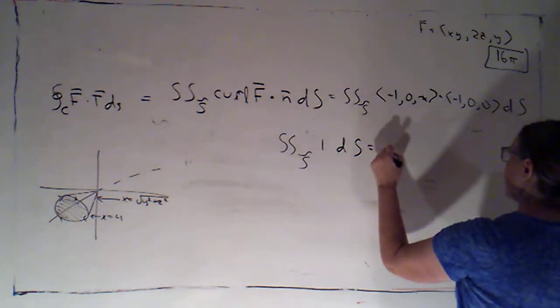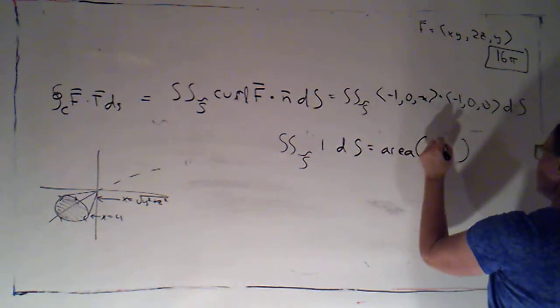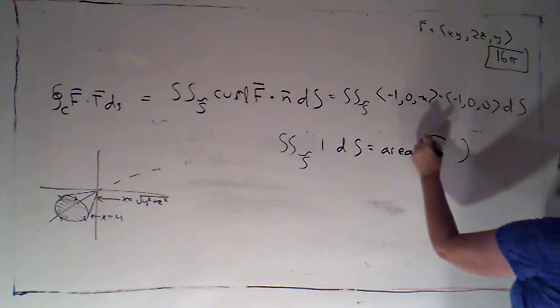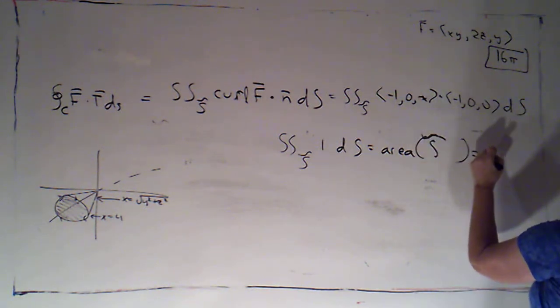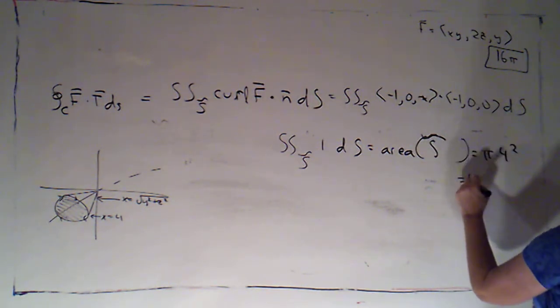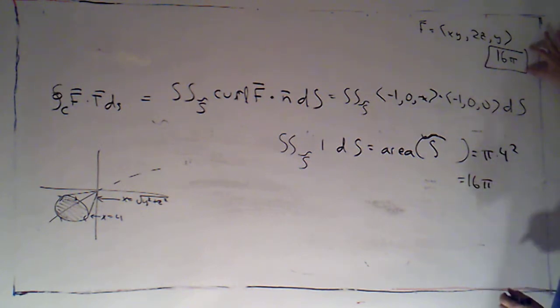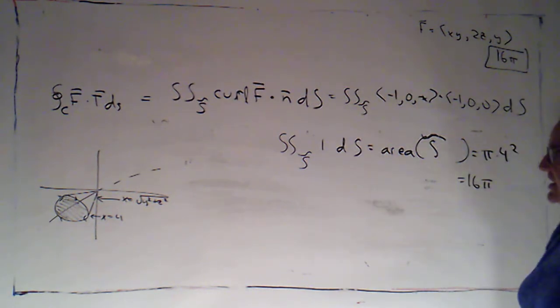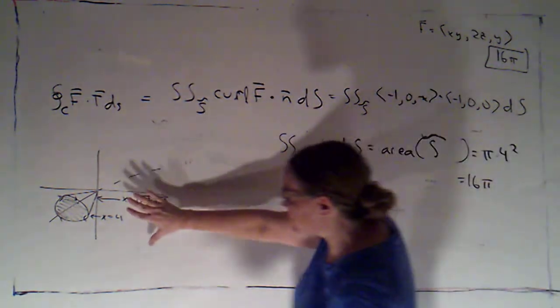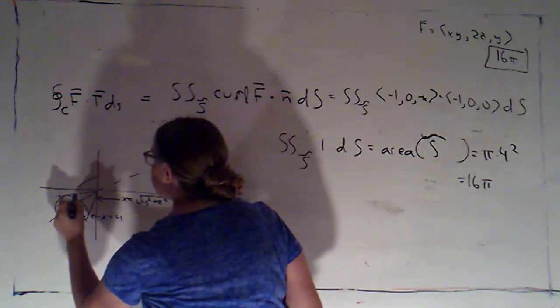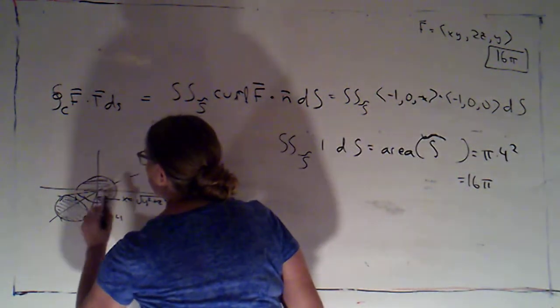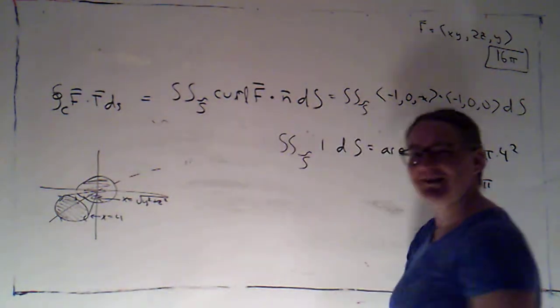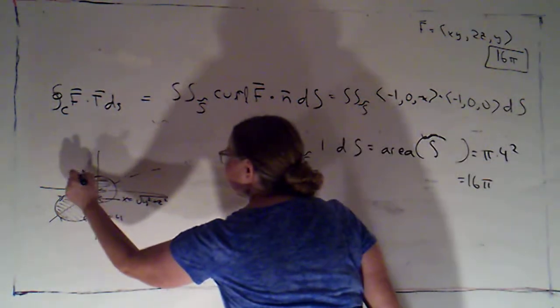But that's the area of S tilde. S tilde was a disk of radius 4, so that's pi times 4 squared. That's 16 pi, which we knew should be our answer. Very nice. Now, if I preferred to switch this over to integrating over the projection of this onto the yz plane, that projection would just be that disk back in the yz plane. I could call that D.